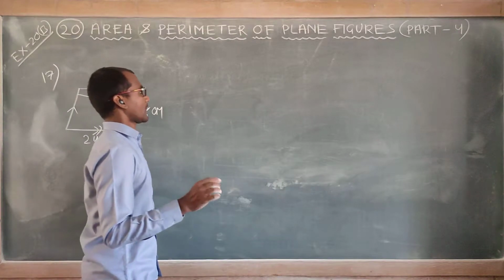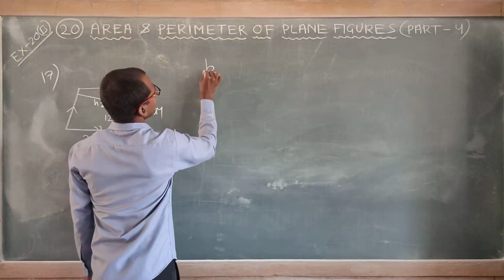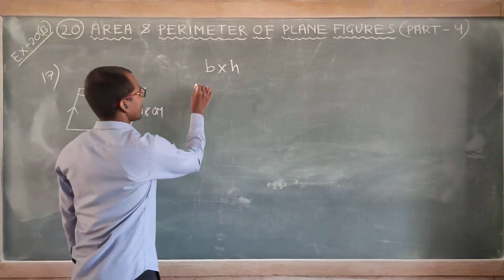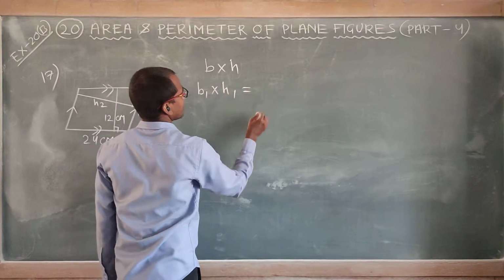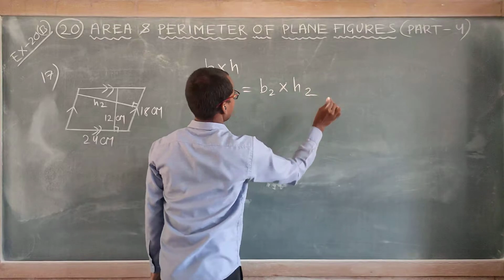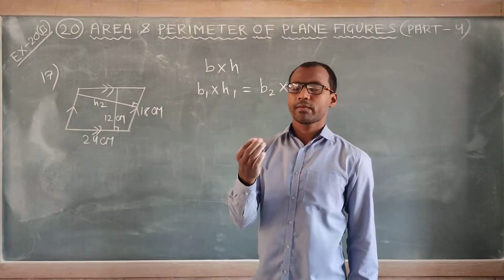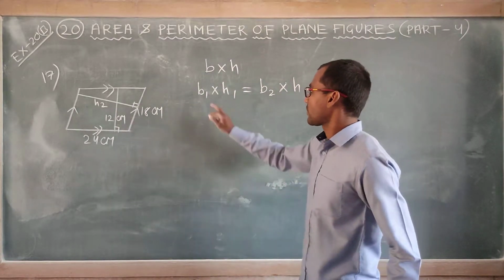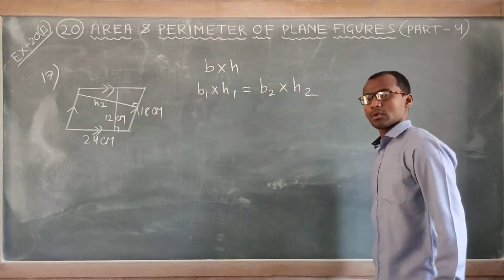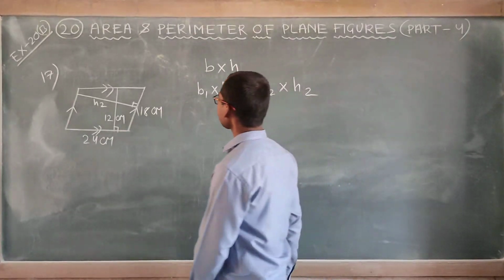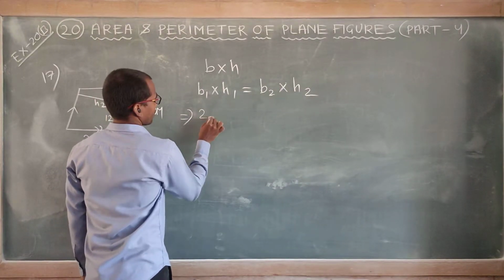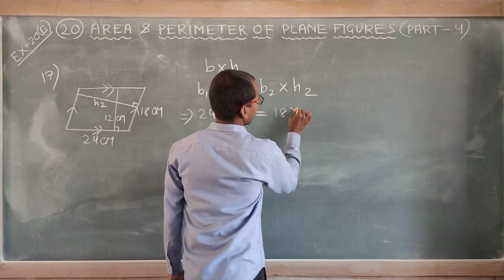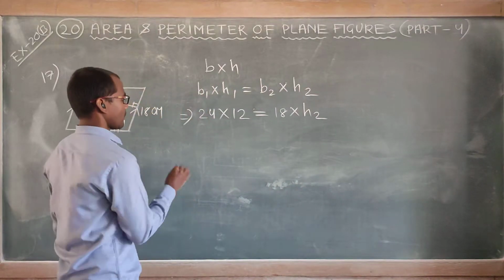So area is equal to base into height for a parallelogram. And that area will not change. That means B1 into H1 is equal to B2 into H2. The area of a parallelogram will not change. The area of the figure doesn't change. So the area of this parallelogram can be found from B1 H1 or from B2 H2. So we got an equation. B1 is 24, H1 is 12, B2 is 18, H2 we have to find.